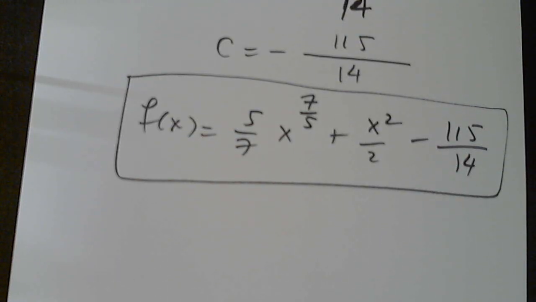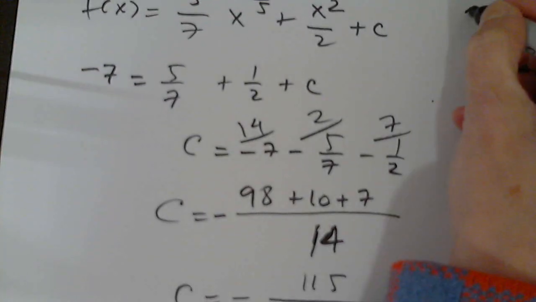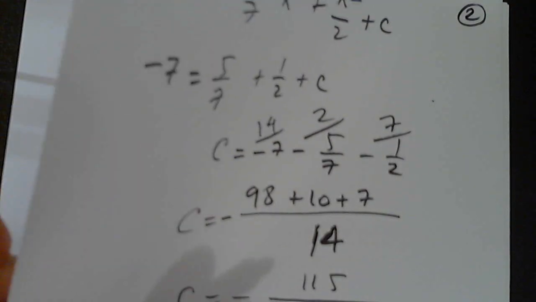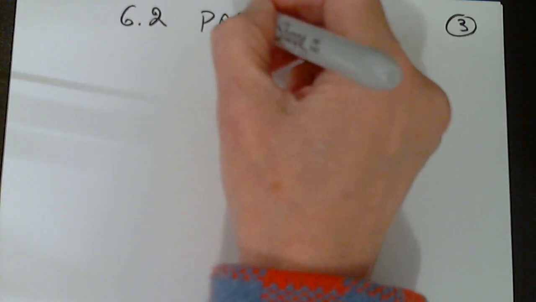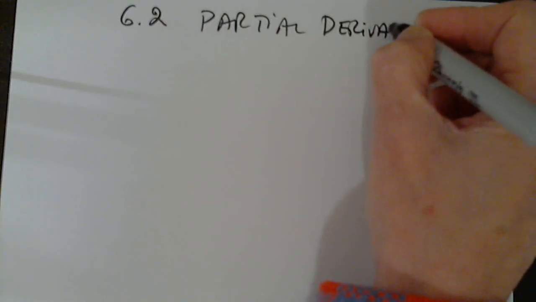Okay, I want to open the book in the background. And let's talk about, this was my page 2. And let's continue with 6.2. In 6.2, we are going to talk about something called partial derivatives.